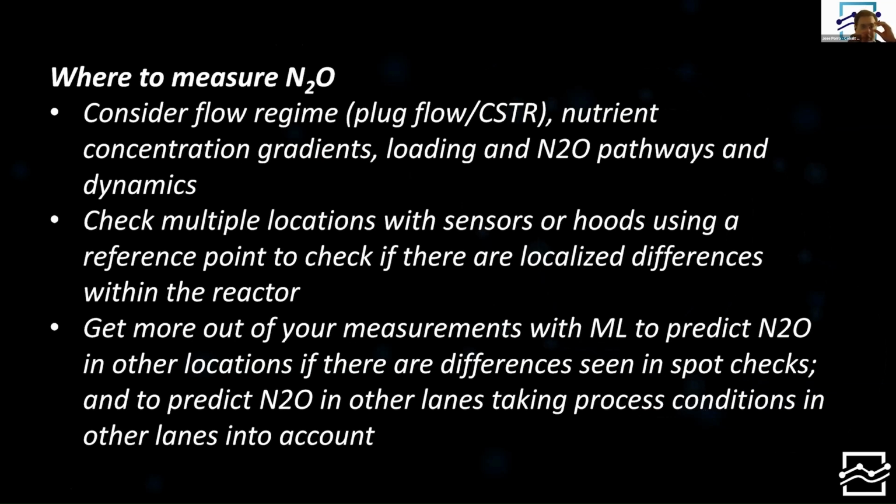So in terms of where to measure, we need to be considering the flow regime, nutrient concentration gradients, loading, N2O pathways, and the dynamics. We need to be checking multiple locations with the sensor or the hoods, using a reference point to check if there are localized differences within the reactor. And we can get more out of our measurements with machine learning to predict N2O in other locations if there are any differences seen in the spot checks, and to predict what the emissions are in the other lanes by taking the process conditions into account in those other lanes.